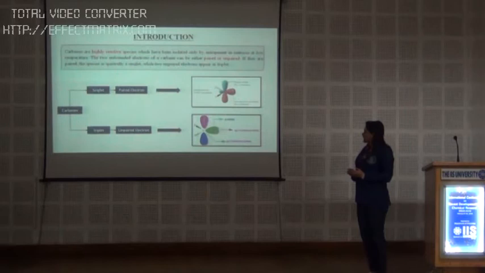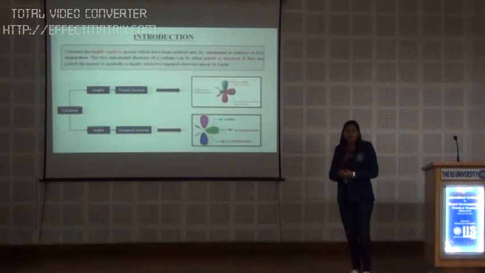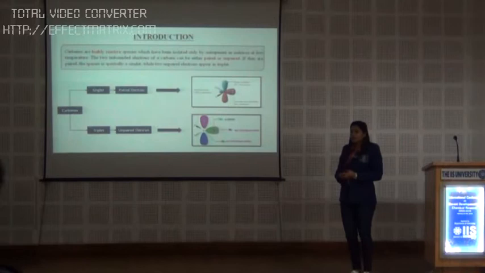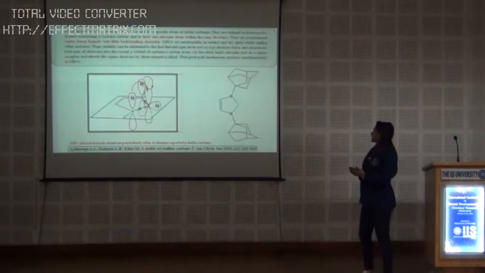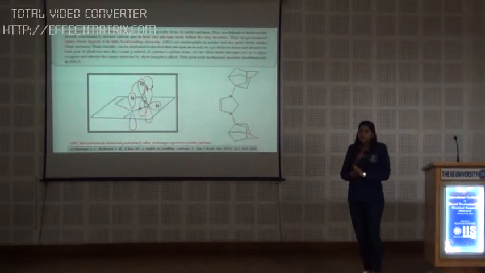For many years it was thought that carbenes cannot be isolated because they are highly reactive. But with time it was found that there are a few carbenes which can be isolated. One of those carbenes is NHC, that is, nitrogen heterocyclic carbene. What are NHCs? These are heterocyclic species containing a carbene carbon and at least one nitrogen atom in its ring system.